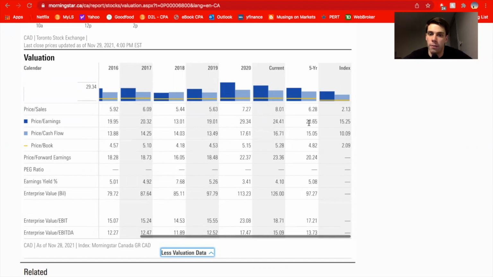So it's expensive there. Their price to cash flow, which is just referring to operating cash flow, is 16.7, 5-year average 15. Again, it's more expensive. And then price to book, which is the book value of the company, is 5.3. The 5-year average is 4.8. So this company is expensive historically to where it's been in the past.